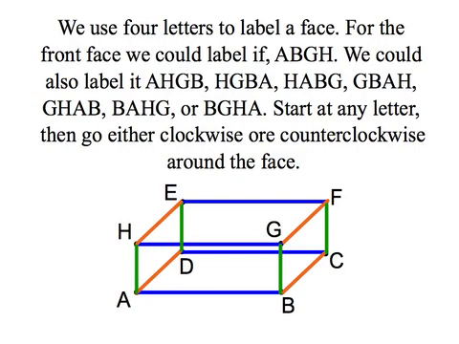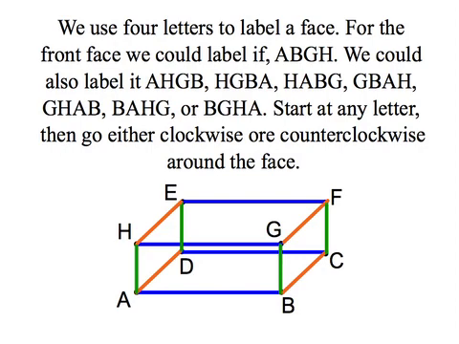We use 4 letters to label a face. That means that each face can be labeled many different ways. For example, let's look at the front face. Start with the letter A and go in either direction, but go around the perimeter of the face. So we could say A, B, G, H.